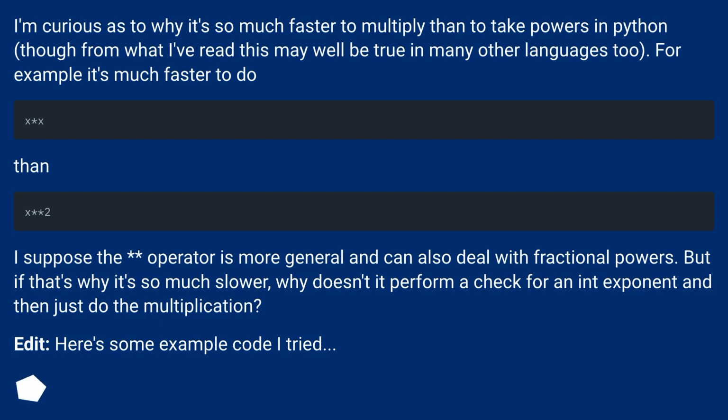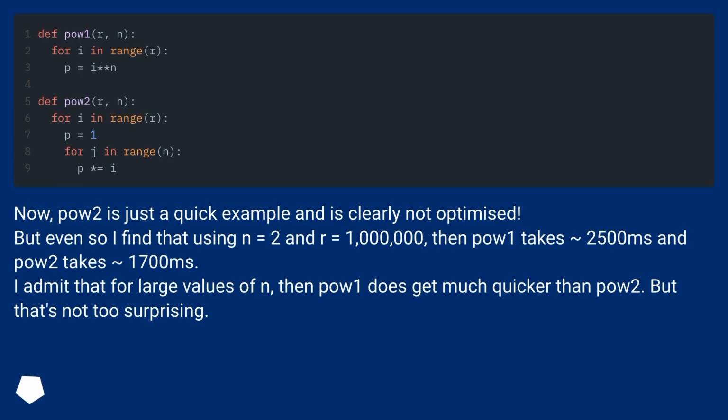Edit. Here's some example code I tried. Now POW2 is just a quick example and is clearly not optimized. But even so, I find that using n equals 2 and r equals 1 million, then POW1 takes 2500 milliseconds, and POW2 takes 1700 milliseconds. I admit that for large values of n, then POW1 does get much quicker than POW2. But that's not too surprising.